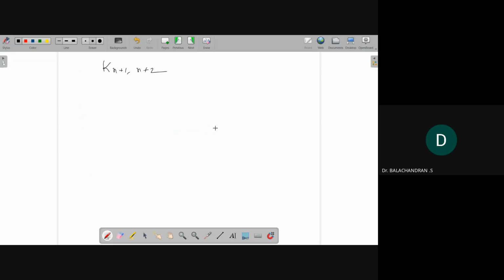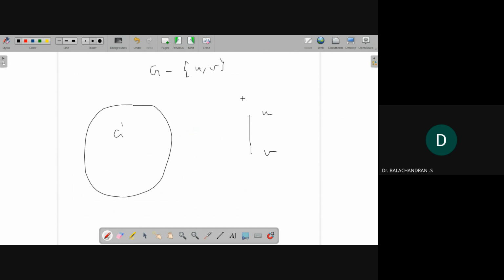As before, we will take u and v, adjacent vertices. Okay, adjacent vertices. And here, this is G dash. So from G, I am going to remove the vertices u and v. So this is actually G.